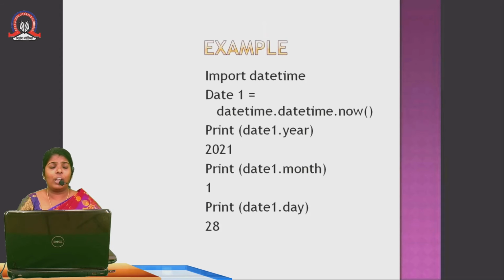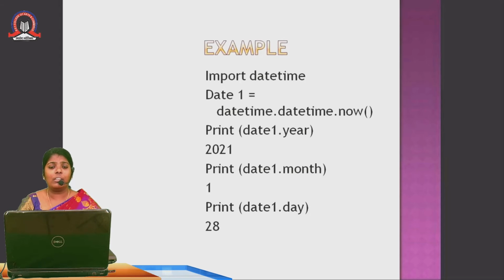Now we are going to see an example. First, to print the date, we want to import datetime. For example, date1 equal to datetime dot now. Now means today's date, so it will print today's date.